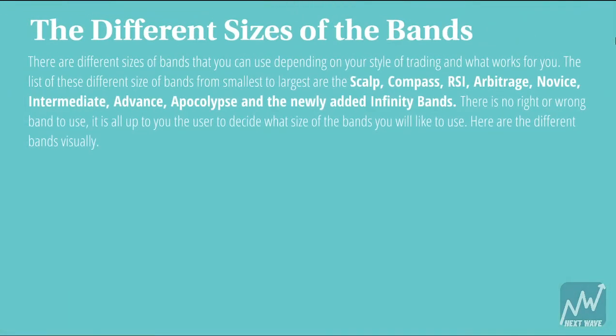The different sizes of the bands. There are different sizes of the bands that you can use depending on your style of trading and what works for you. The list of these different sizes of bands, from smallest to largest, are the Scalp, Compass, RSI, Arbitrage, Novice, Intermediate, Advanced, Apocalypse, and the newly added Infinity bands.